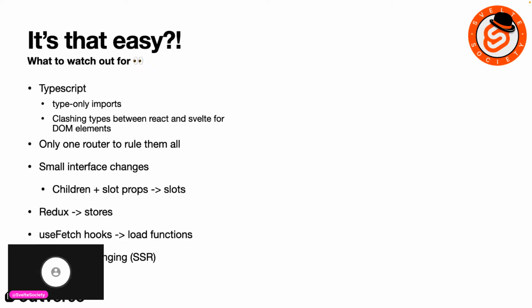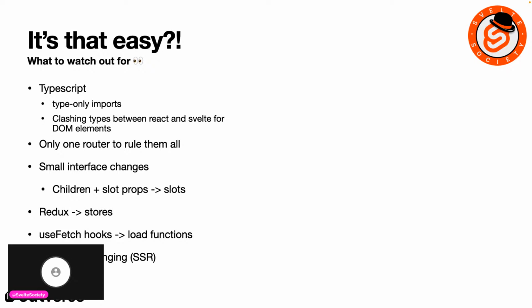Clashing types between React and Svelte for DOM elements. I think that's probably a setup issue we have at the moment, but not a big deal. The rest of the environment works perfectly. We've got linting in both. We have prettifying in both. So the actual environment is great to work in.